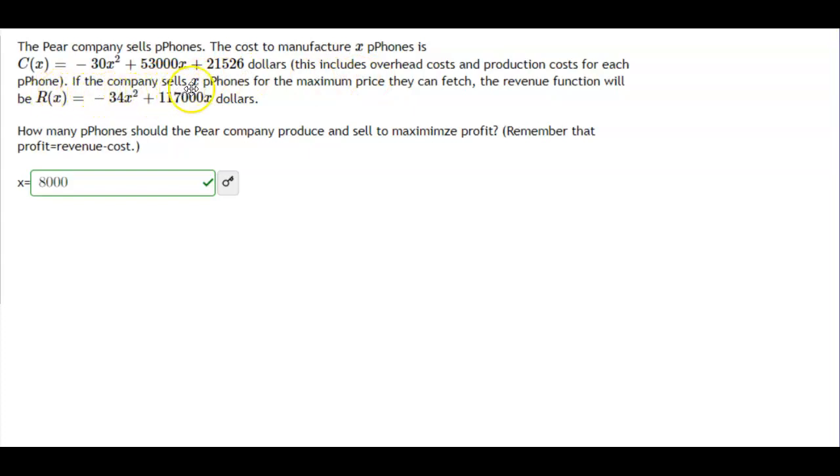If the company sells X P phones for the maximum price they can fetch, the revenue function will be R of X, which is equal to negative 34X squared plus 117,000X dollars. How many P phones should the parent company produce and sell to maximize profit? Remember that the profit is equal to the revenue minus cost.